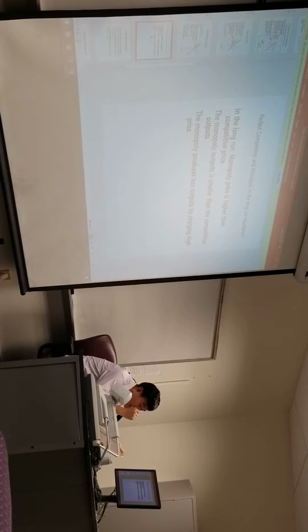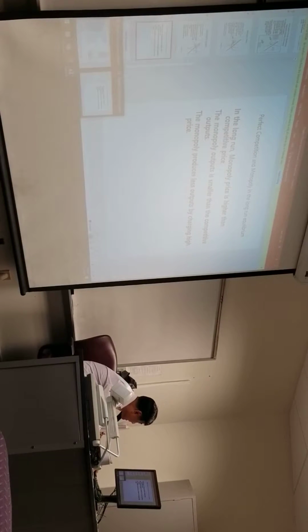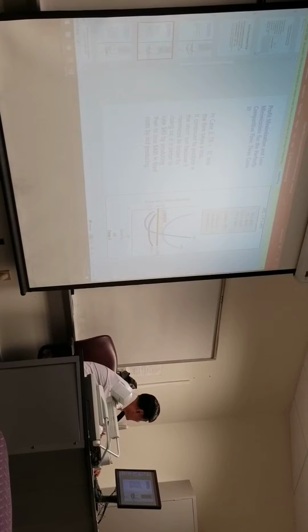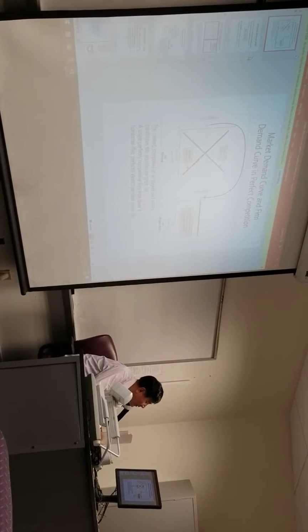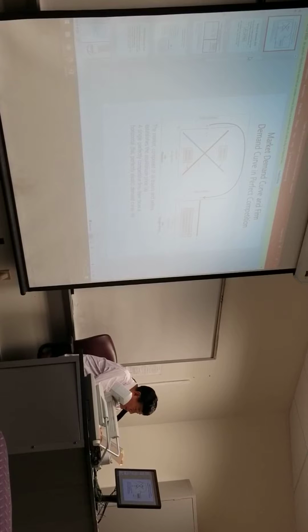Okay, then once again, perfect competition. This question is asking about perfect competition, the individual demand curve. What kind of shape? Is that perfectly elastic or downsloping? Perfectly elastic. Okay.